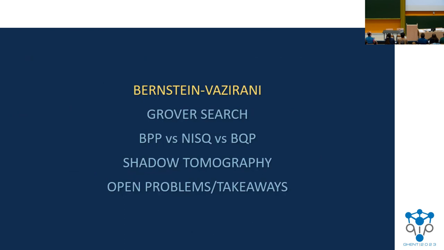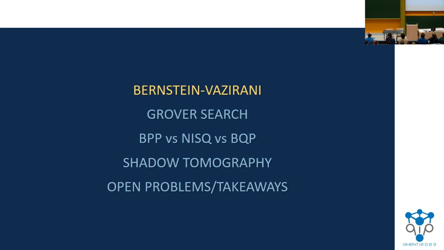Okay, so here's the outline for the rest of the talk. I'm going to begin with two well-known, well-studied problems: the classic Bernstein-Vazirani problem and also unstructured search. I'm going to show both speedups and slowdowns when it comes to NISQ. I'm then going to turn to more general super-polynomial separations between BPP, NISQ, and BQP relative to certain oracles. Time permitting, I'll mention a bit about shadow tomography, and then I'll conclude with some open problems.